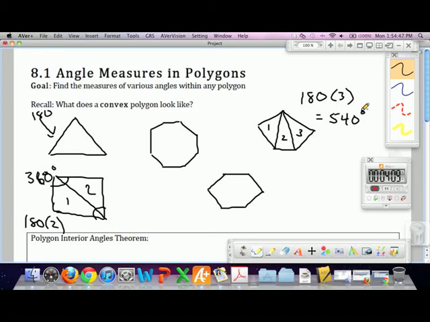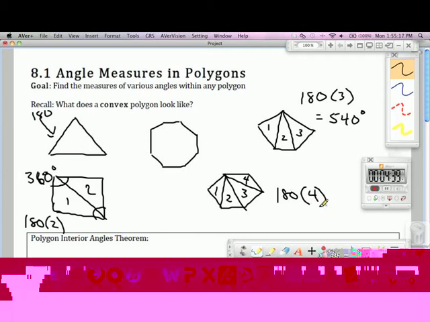What do you think the interior angle sum of a hexagon is going to be? Well, how are you going to calculate it? I'd say 1, 2, 3, 4 triangles. So we could take 180 times 4, which should give us the interior angles here.